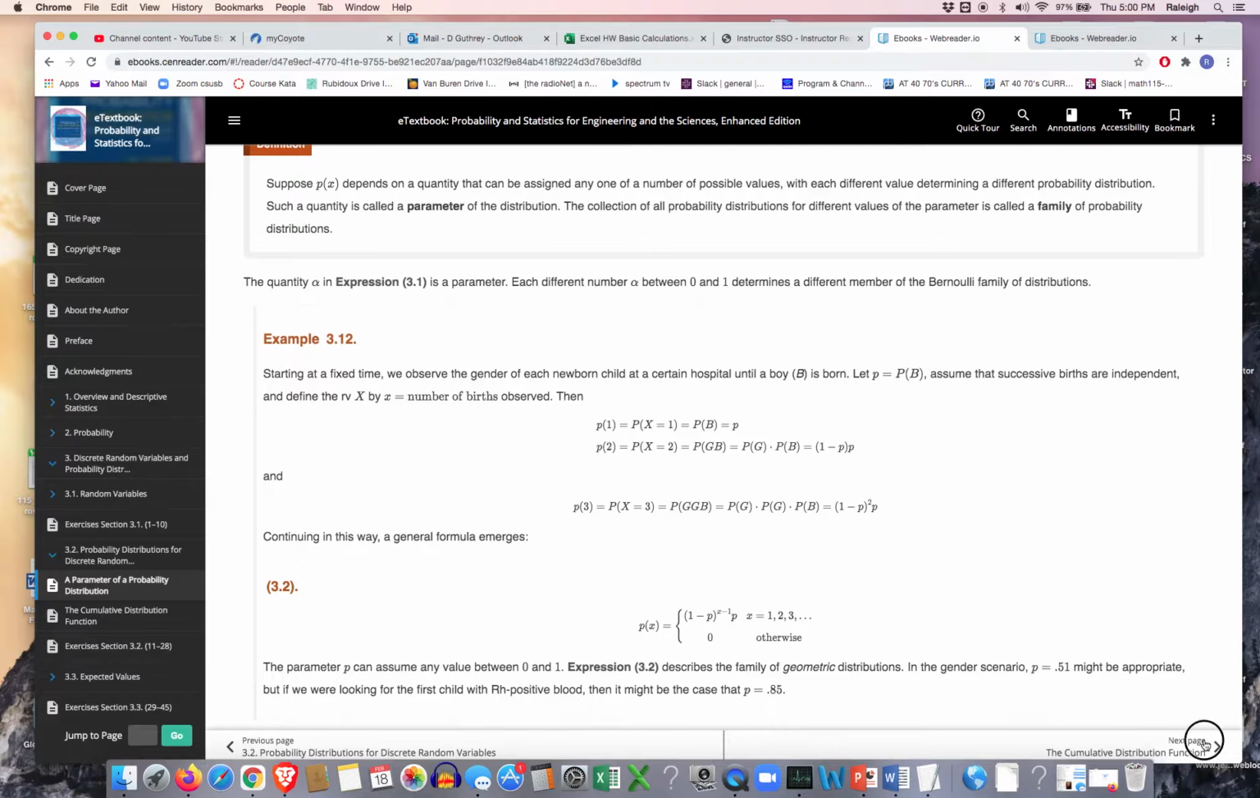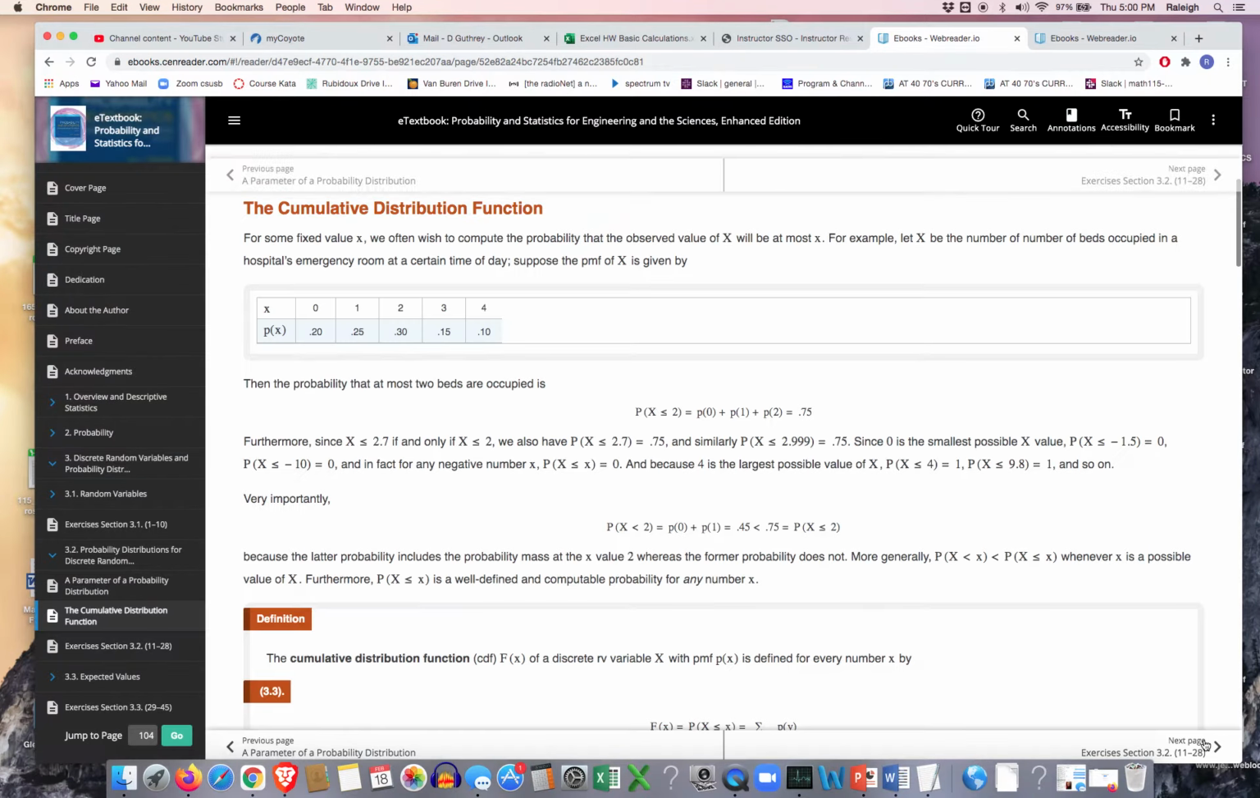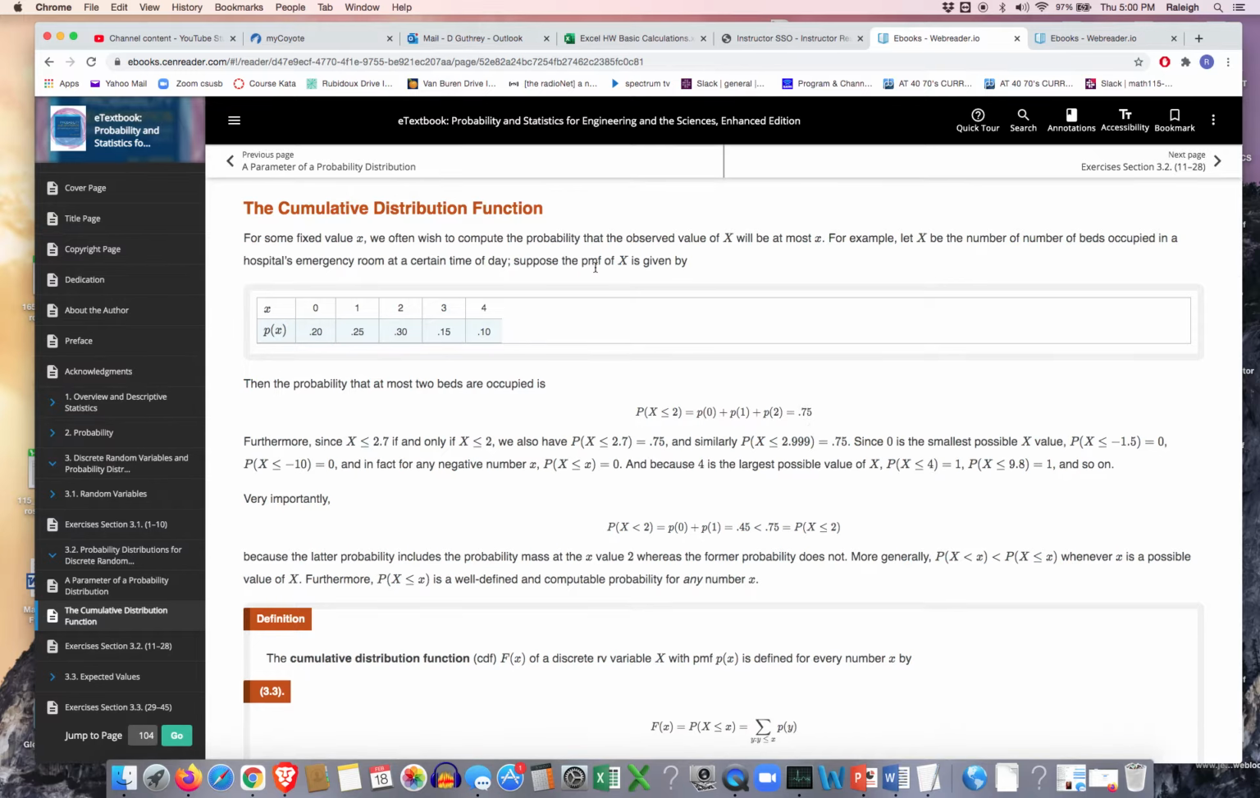So let's go to the next page and keep an eye on the time. Cumulative distribution function. This one just expands it out and takes a look at what's happened so far. There are actually a lot of reasons for this. For some fixed value x, we often wish to compute the probability that an observed value of big X will be at most a certain number called x, little x. So, the number of beds occupied in a hospital's emergency room at any certain time of day.